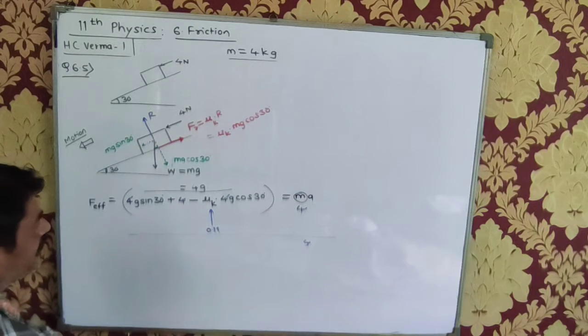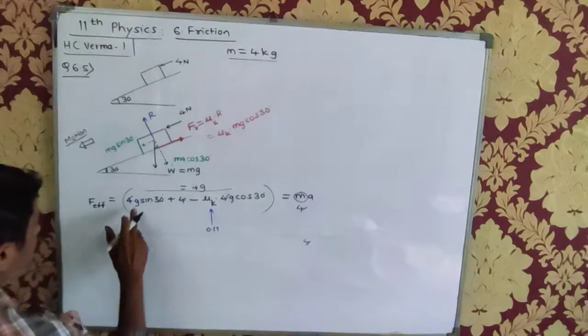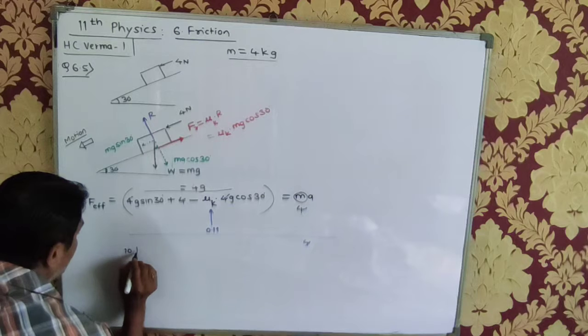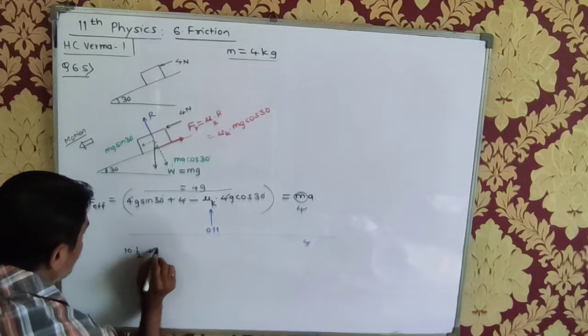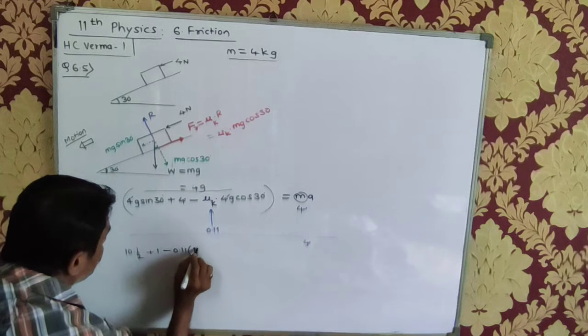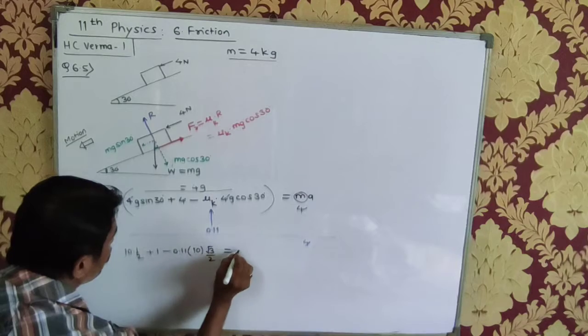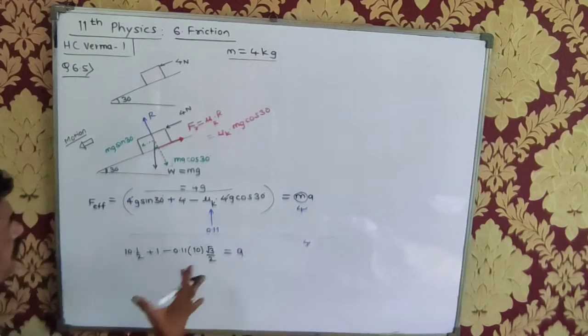Is this okay? Take g is equal to 10. So this will become 10 into half plus 1 minus 0.11 into 10 into root 3 by 2, is equal to the acceleration. So this will give me the acceleration.